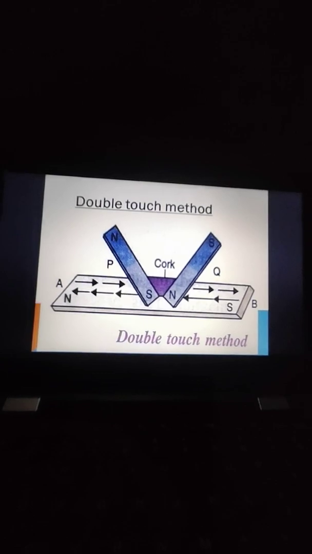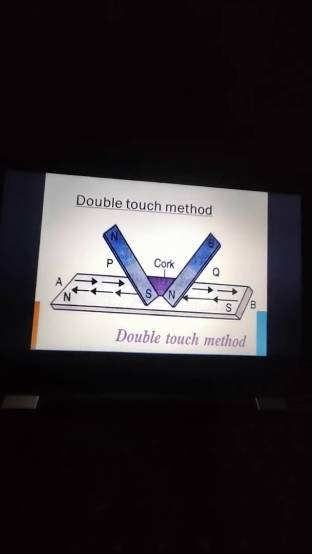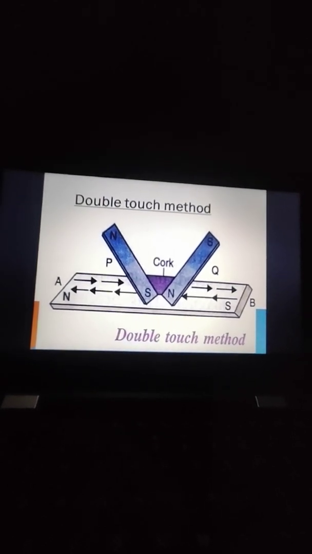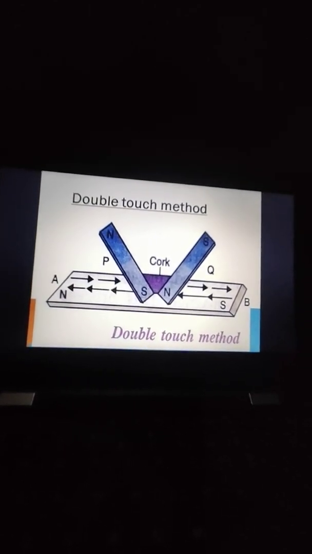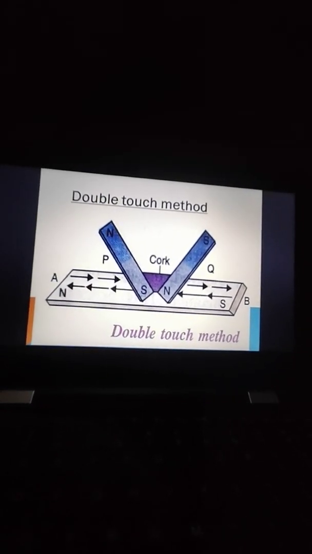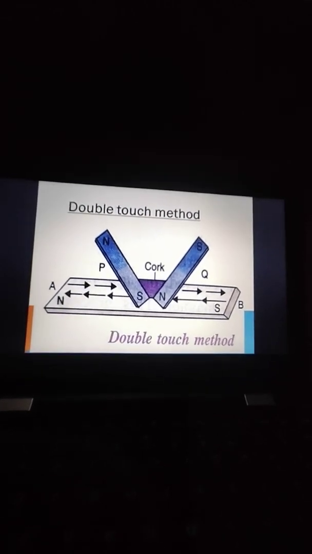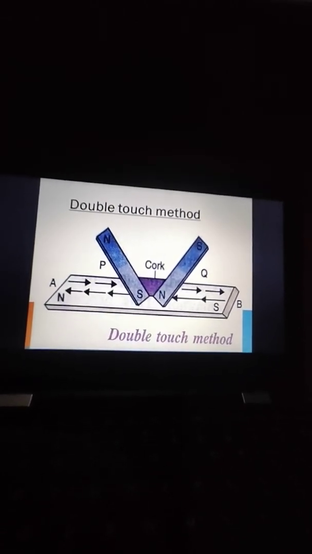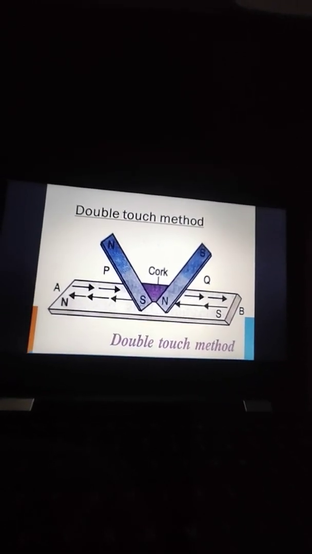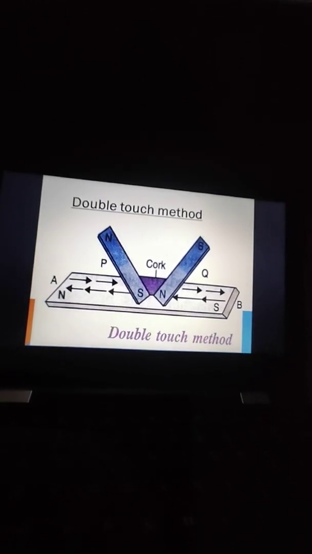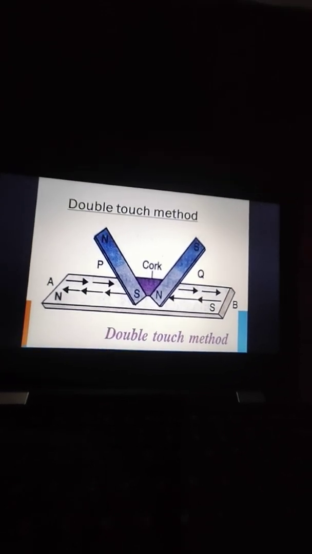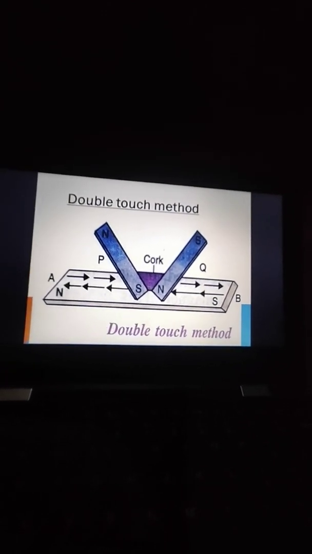Now the next method we are talking about is the double touch method. From the word double, it is clear that here we will be using two magnets. Similarly we have to take an iron bar AB, but here we take two magnets. Let their names be P and Q as shown in the figure. We have to place them vertically at the center of the iron bar AB with their opposite poles. For example, if we are taking one magnet's south pole, then we have to take the north pole of the other magnet, with a cork in the middle.